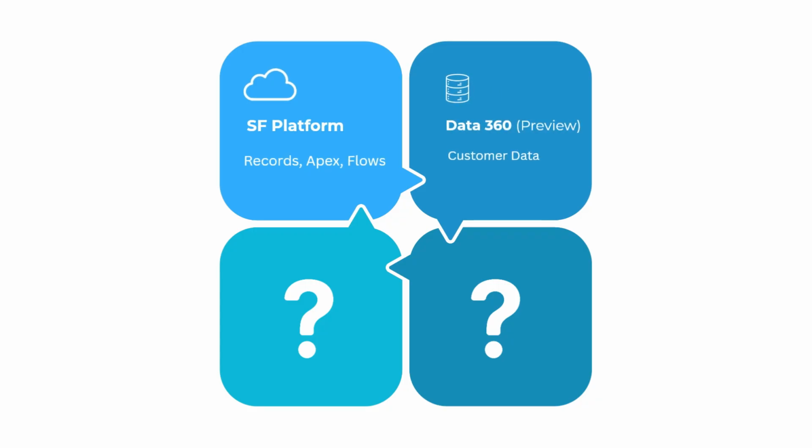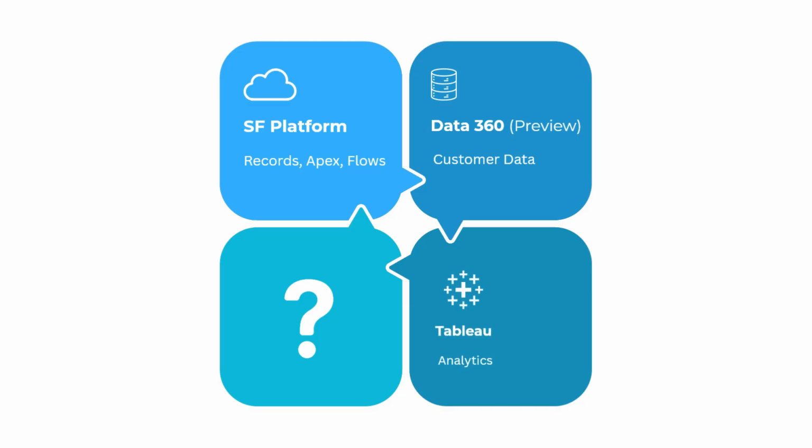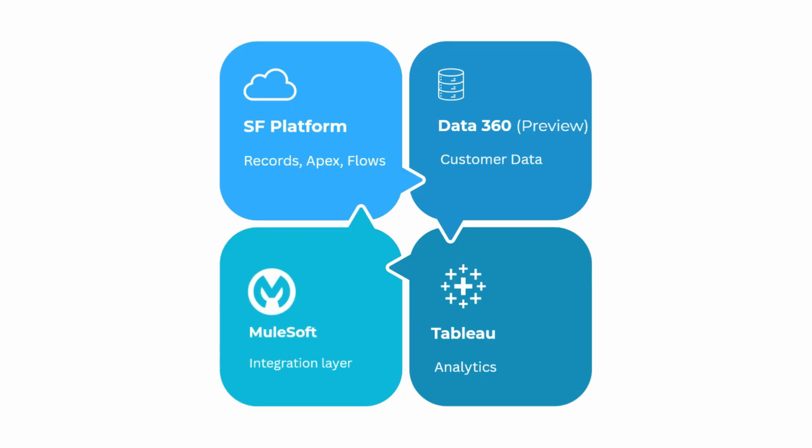The Data 360 MCP server: this connects AI agents to your unified customer data, segments, activations, identity resolution, data streams, currently in developer preview. The Tableau MCP server: this connects AI agents to your analytics and visualizations. The MuleSoft MCP server: this connects AI agents to your integration layer, the APIs and data flows you have built through MuleSoft. 4 entry points, 1 standard protocol. Your AI agent connects once and can work across all 4.